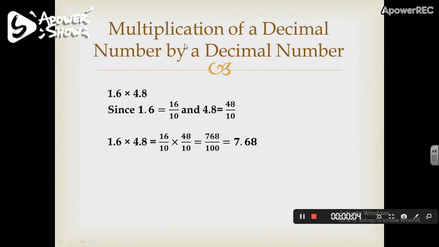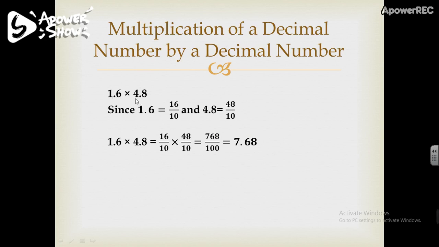Now let's move on to multiplication of a decimal number by a decimal number. So I am taking two decimal numbers and I am going to multiply them. My first decimal number is 1.6 and the second decimal number is 4.8. Now 1.6 equals 16 by 10. Again I am expressing this decimal number as a fraction, and 4.8 equals 48 by 10. So instead of multiplying 1.6 and 4.8, I am going to multiply 16 by 10 and 48 by 10.